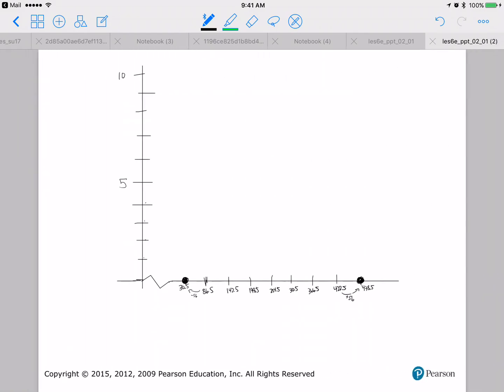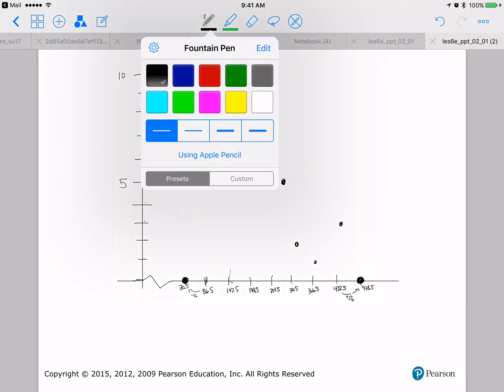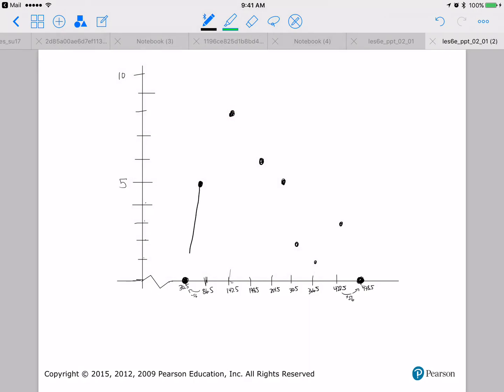Now just plug in my frequencies. The midpoint 86.5 corresponds to a frequency of 5, so I'm going to plot that point. The next class has a frequency of 8, so I go up to 8. And then down to 6, then down to 5, back down to 5, and then down to 2, and then down to 1, and then up to 3, and then back down to 0. And finally, I'm going to connect them with straight lines. And so this is our polygon.